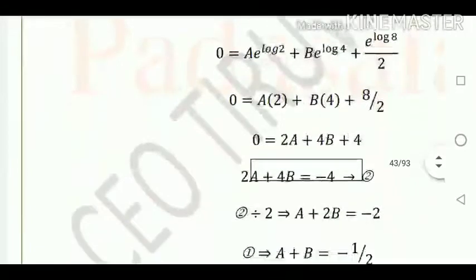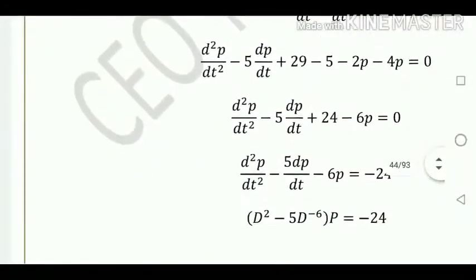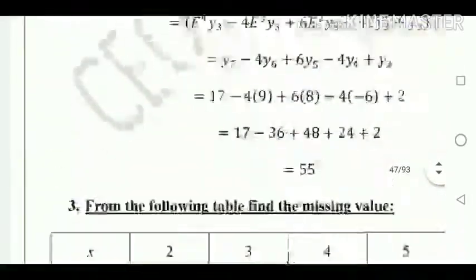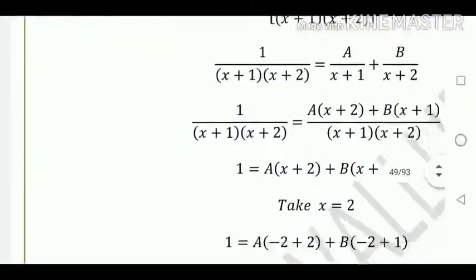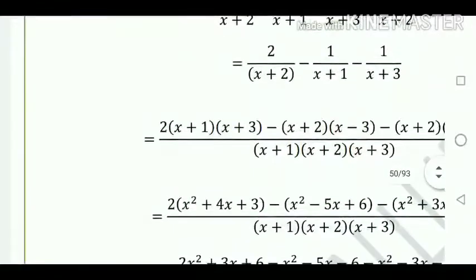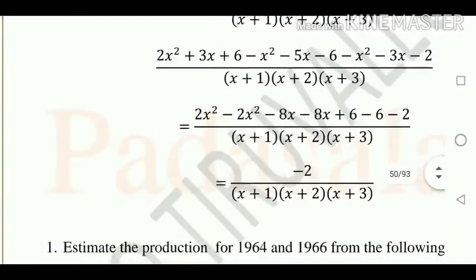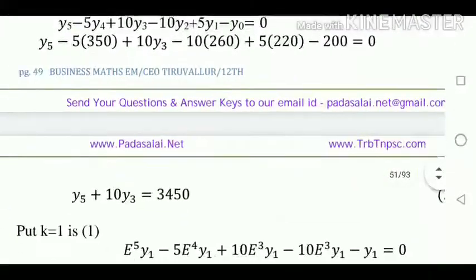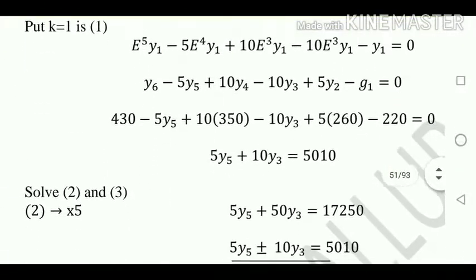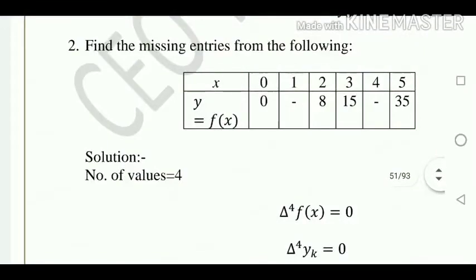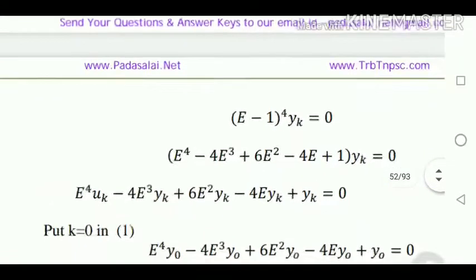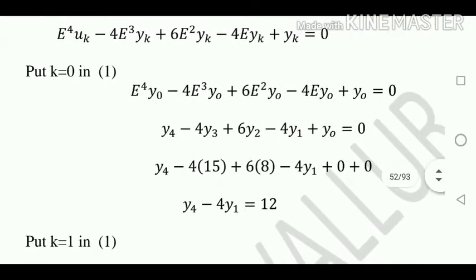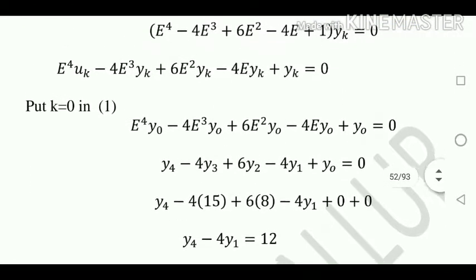Listen here. Here the two terms are missing. One is y1, another one is y4. So I am finding these terms by way of substitution. Applying the formula (E minus 1) whole power 4. So here we are getting two values after substituting this formula. (E minus 1) whole power 4 yk equal to 0, that is y4 minus 4 y1 equal to 12.